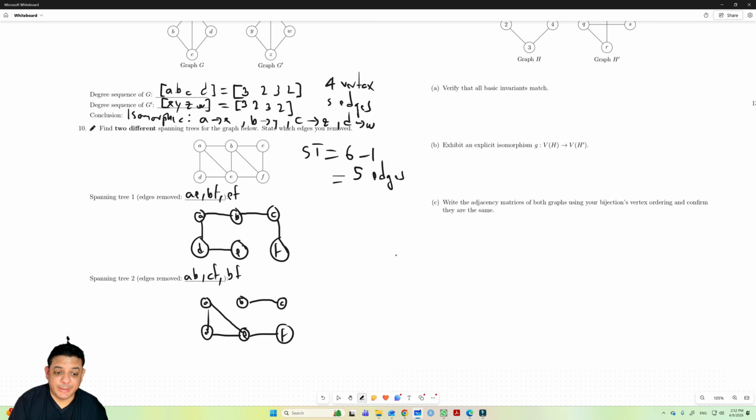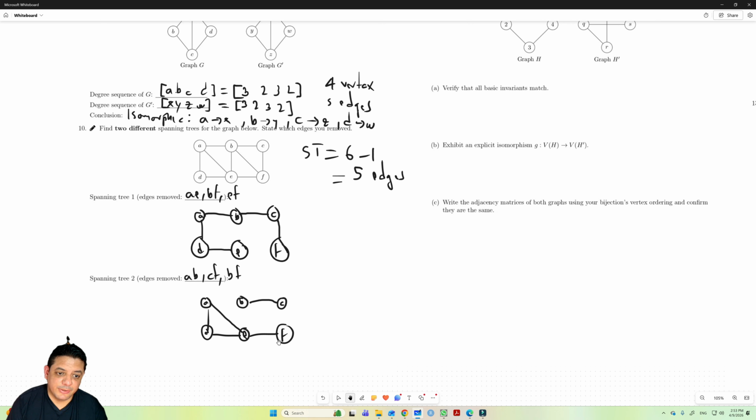Can I get more spanning trees? Sure. You can get a bunch of different spanning trees depending on where you're going and what you're removing. You can do a bunch of different of those. But the condition is that for the spanning tree, you need to have 5 edges because you have 6 nodes. There's always going to be 6 minus 1.